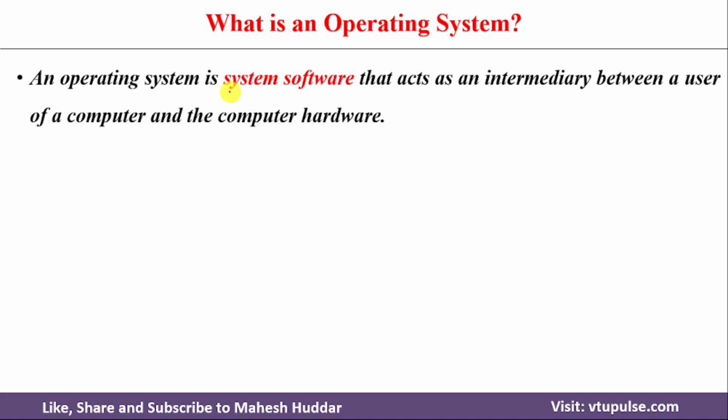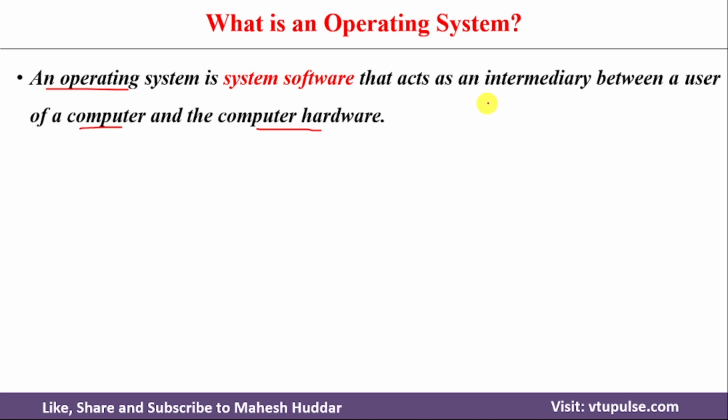One is called application software and another one is called system software. Operating system is a system software and it acts as an intermediary between the user of a computer and the computer hardware. That is, whenever we buy a computer, it may be a desktop or a laptop, we will get certain hardware components like CPU, memory, input devices and output devices, and so on. So if you want to use those particular hardwares, we cannot use it directly. We need to install a system software so that we can use those particular hardware conveniently. That system software is nothing but an operating system.